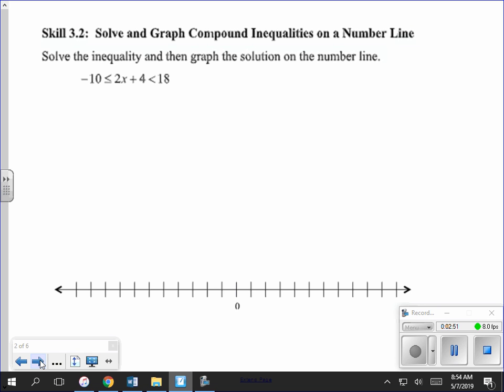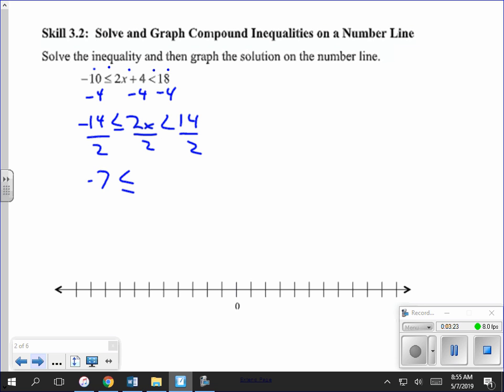Solve and graph compound inequalities on the number line. So I have a compound inequality. I have an inequality here and an inequality here. So everything I do, I have to do to 1, 2, 3 places. First step, subtract 4. So I subtract 4 and I subtract 4. Negative 14 is less than or equal to 2x, which is less than 14. Divide this by 2 to get x by itself. Divide that by 2. Divide that by 2. Negative 7 is less than or equal to x, which is less than 7.